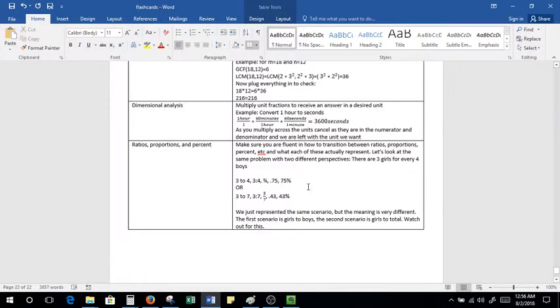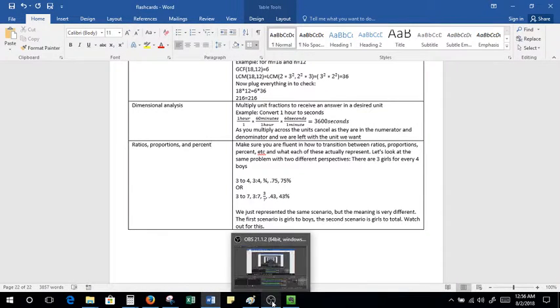And in this example, it's fairly obvious, but on the Praxis, they may purposely word problems strangely in order to trick you into this kind of a scenario. So be aware of it and watch out for it. And that's it for this one.